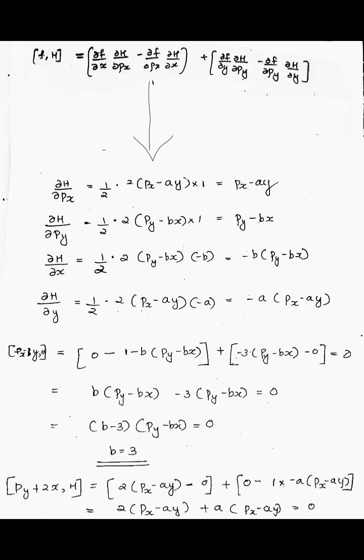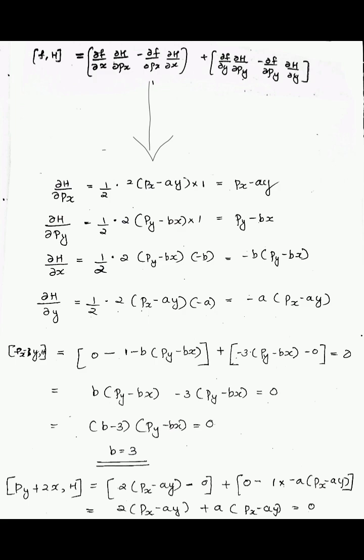So we can write the Poisson bracket of px minus 3y comma H is equal to 0 minus 1 into minus b into (py minus bx) plus minus 3 into (py minus bx) minus 0 is equal to 0. That is equal to b into (py minus bx) minus 3 into (py minus bx) is equal to 0. That is (b minus 3) into (py minus bx) is equal to 0. So if we want to make that equation equal to 0, the b value should be 3. So b is equal to 3.